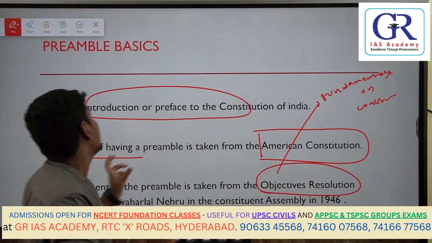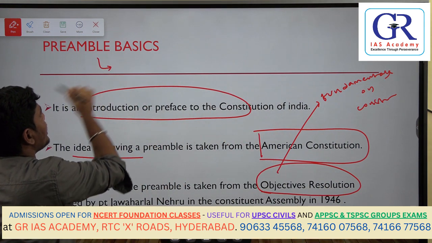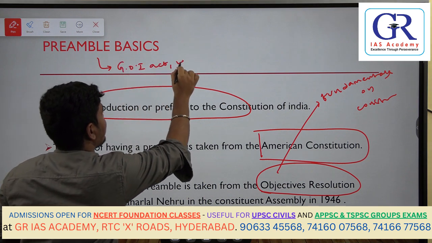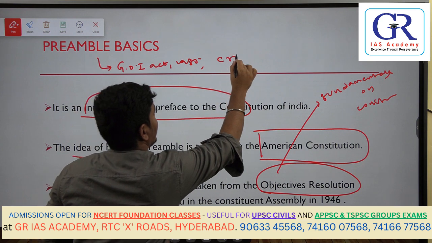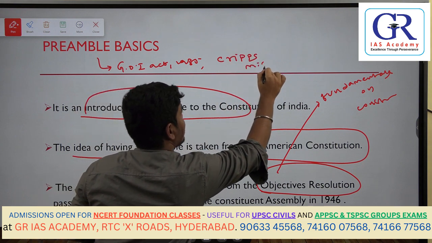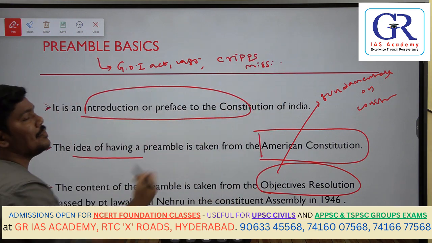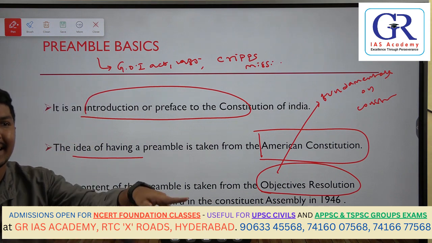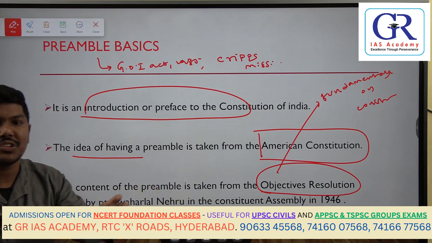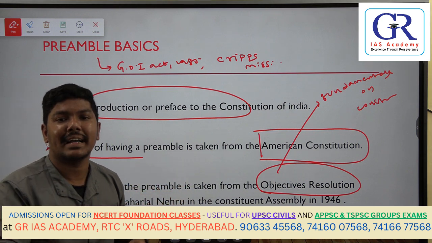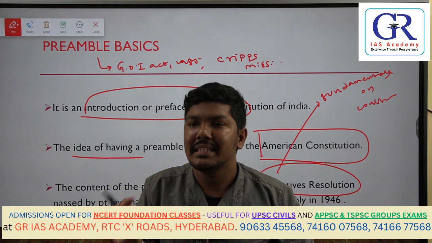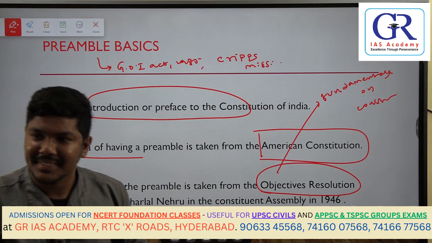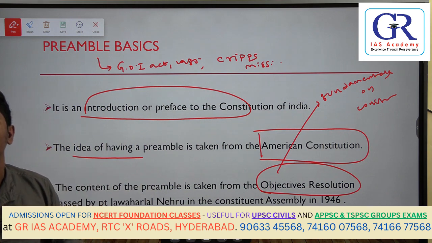They will ask you, so the preamble, on what basis is the preamble dependent? A, Government of India Act 1935, B, Cripps Mission, C, Cabinet Mission, and D, Objectives Resolution. The answer is Objectives Resolution. And the second question is, Objectives Resolution was initiated by A, Mahatma Gandhi, B, Jawaharlal Nehru, C, Motilal Nehru, D, Sardar Vallabhbhai Patel. Here the answer is Pandit Jawaharlal Nehru.